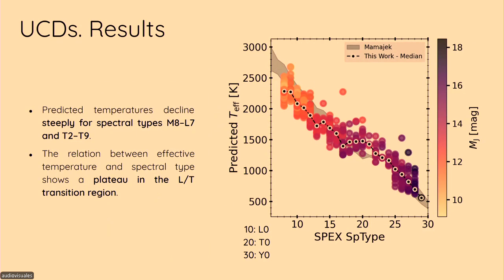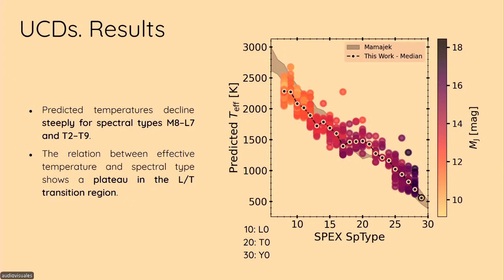And this is a last plot to summarize the results that we are obtaining in the low resolution domain. Here we can see the relation between the effective temperatures that we obtain and the spectral type that we can find in SPECS. What we can see here is that the predicted temperatures decline very steeply for spectral types from M8 to L7.